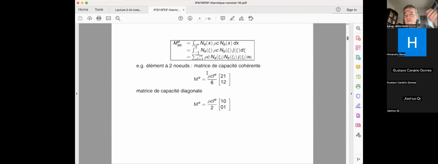And so this diagonal version is very suitable when you do an explicit scheme. We'll come to that in a moment, because it really simplifies and reduces the cost of computation tremendously. And it even turns out to be better as an approximation. And so one often does that quite handily.